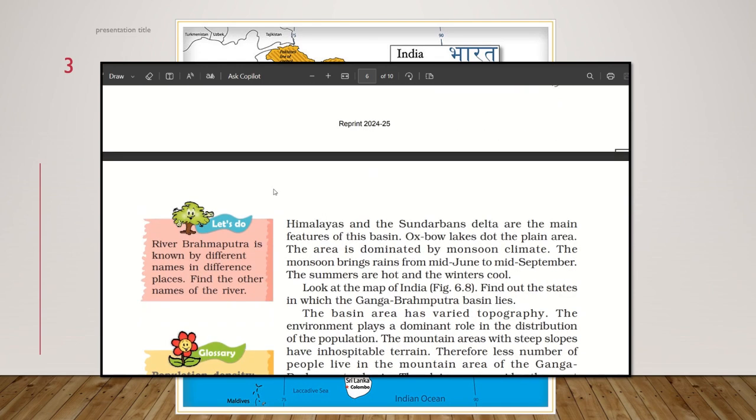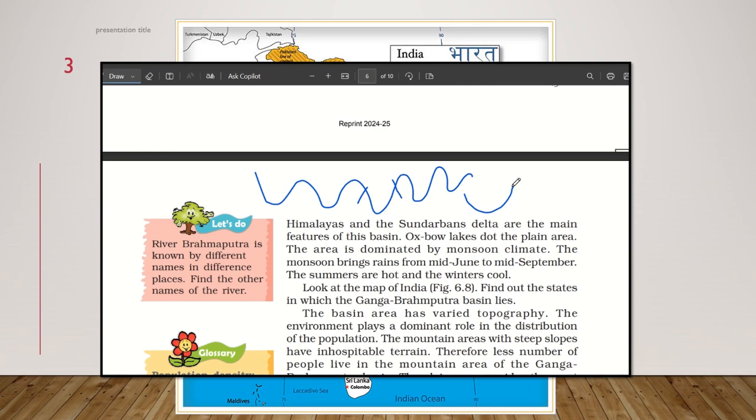What are oxbow lakes? When a river or lake is moving in this direction, it is all the time moving in a direction. Because of the continuous process of deposition, this part of the river will get cut off from the main river and show the oxbow type of shape, whether it is a lake or a river. So this is a type of oxbow lake or oxbow river.